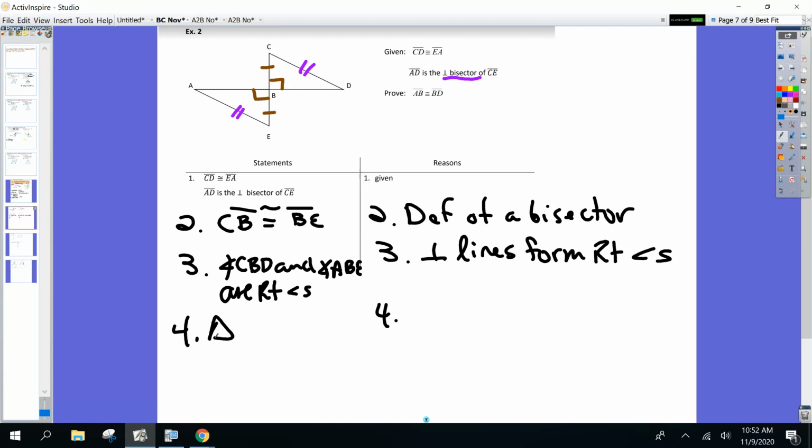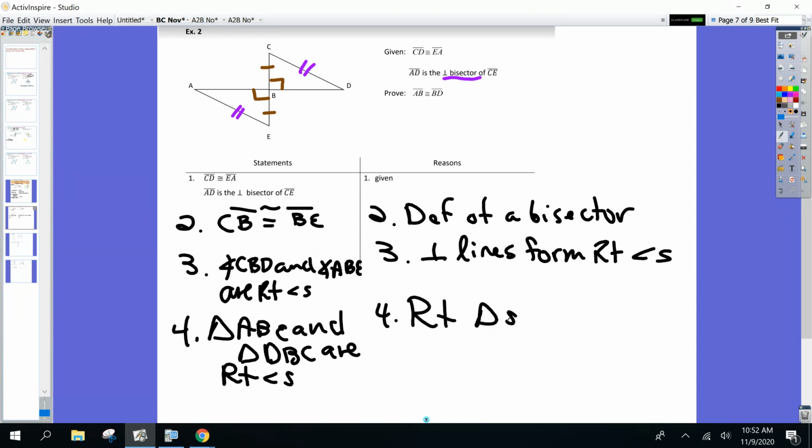So triangle ABE and triangle DBC are right triangles. Right triangles have right angles. Now you can tell me they're congruent by HL, and we're still not done.